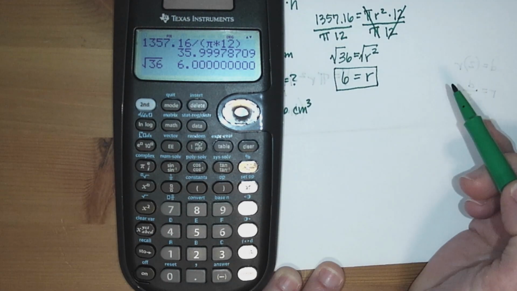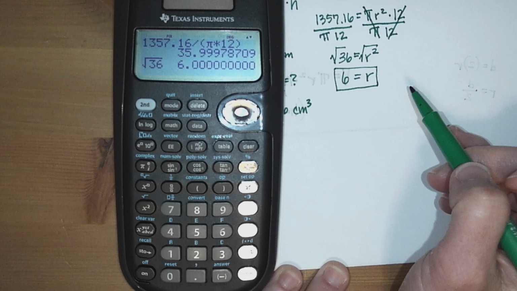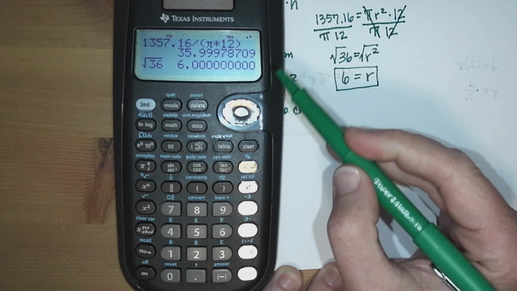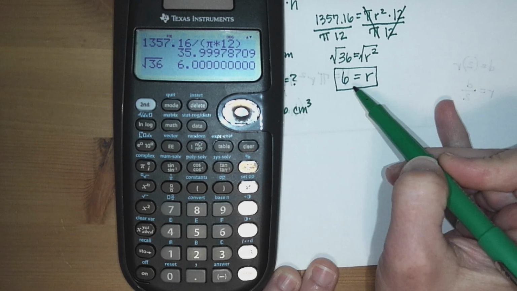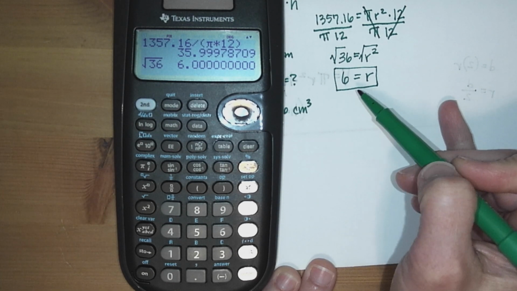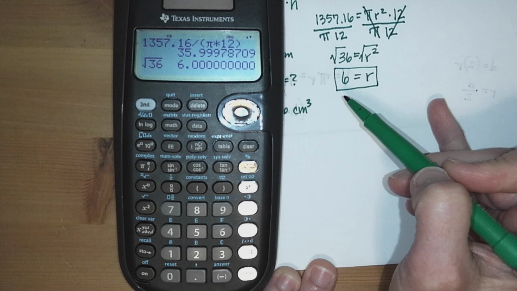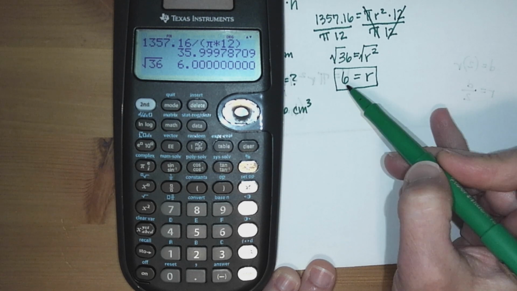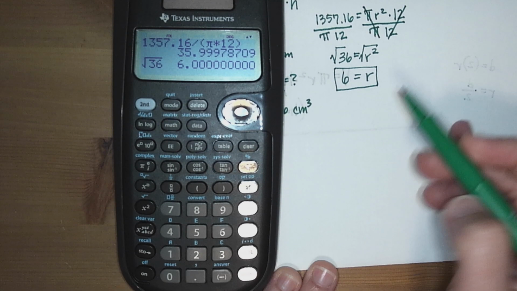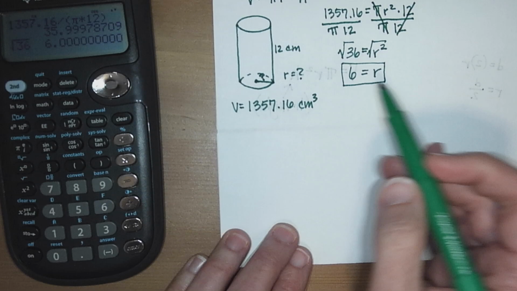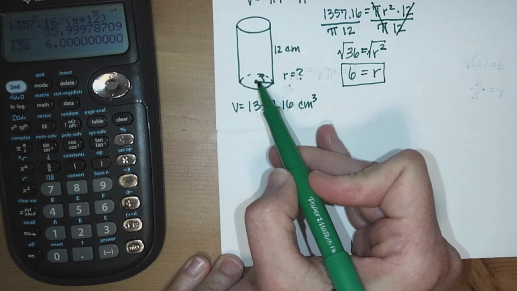Now, if the question had asked for diameter, you would go through all of these steps the exact same way. You would get your radius length, and then as a final step, you would just multiply it by 2. So you would go 6 times 2 equals 12, and diameter would equal 12. But in this case, because you see the question mark is just over the radius, we're going to leave it with radius.